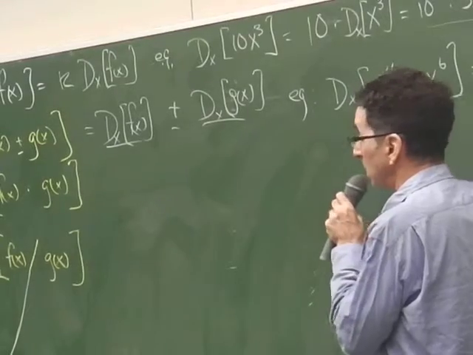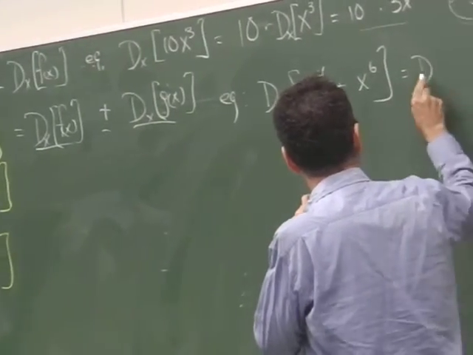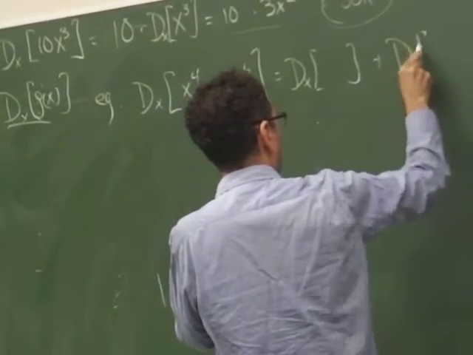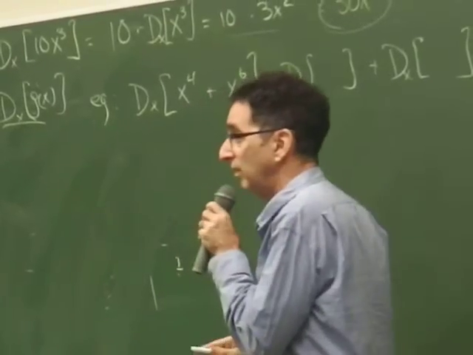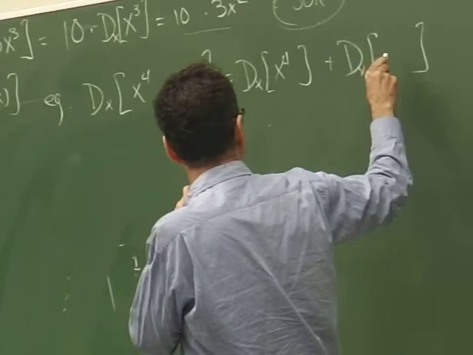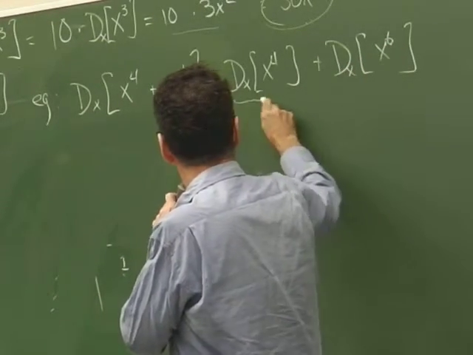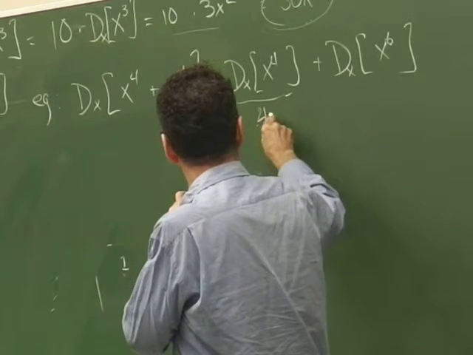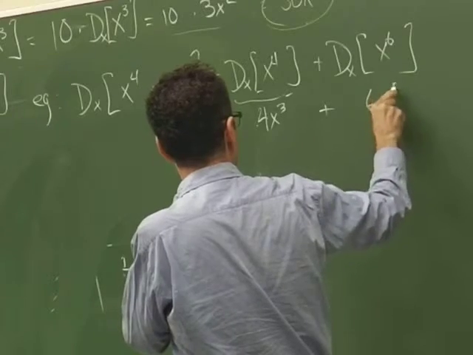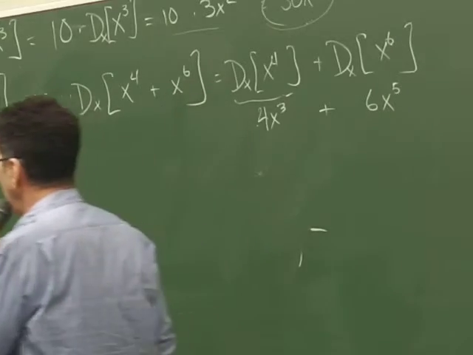Using the rule, just doing it one step at a time, you would write the derivative, and what goes in these two? The derivative of x to the 4th, and this one, x to the 6th. And they are what? This one is 4x to the 3rd, and this one is 6x to the 5th. So that would be the answer, using that rule. Okay, so we did that.